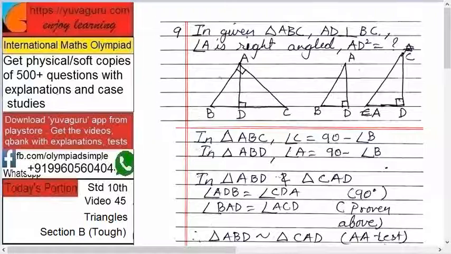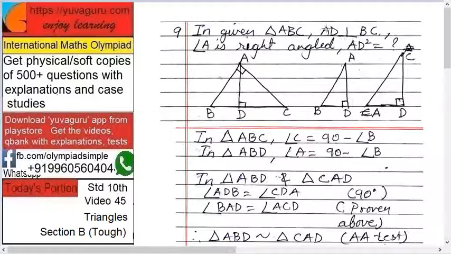Let's start. In given triangle ABC, AD is perpendicular to BC. A is right angled. A is right angle means this is also right angle and these two are also right angles. Therefore, AD square equals to AD square. Okay. Only this will be given to you in the exam. This you have to draw.